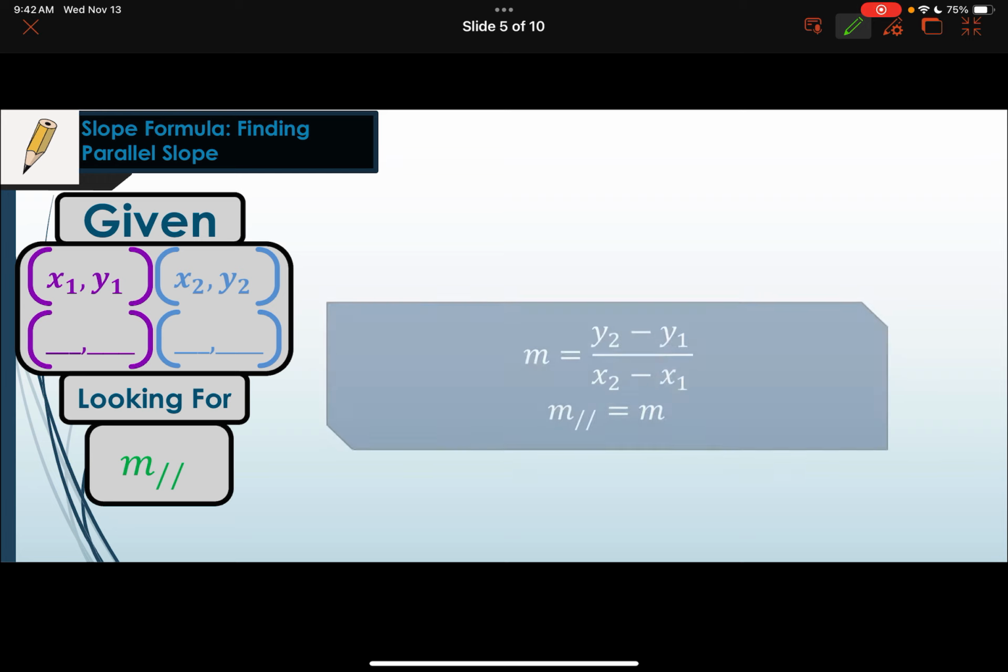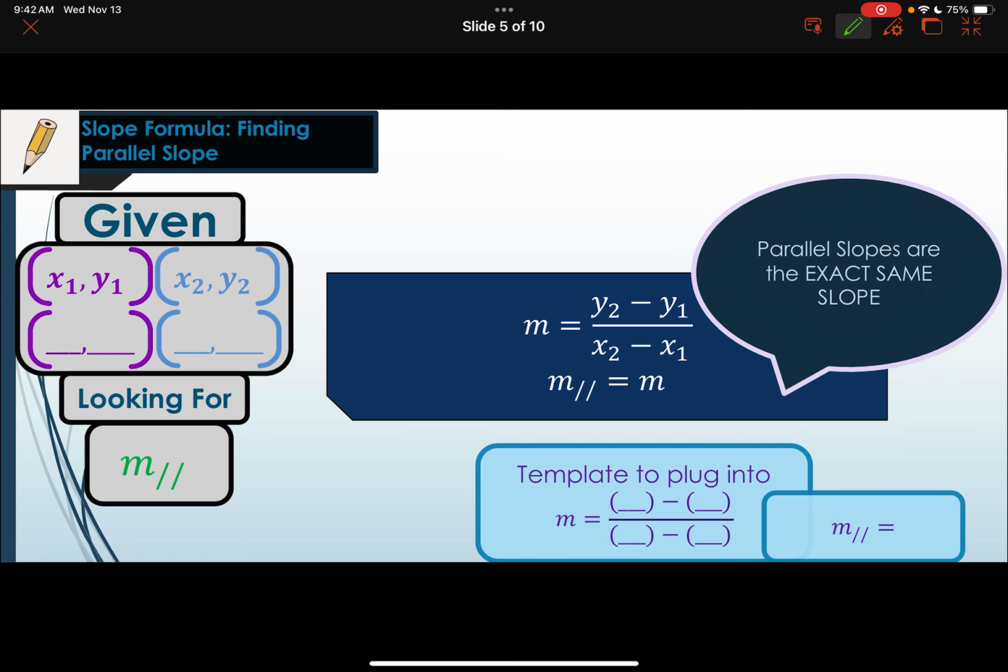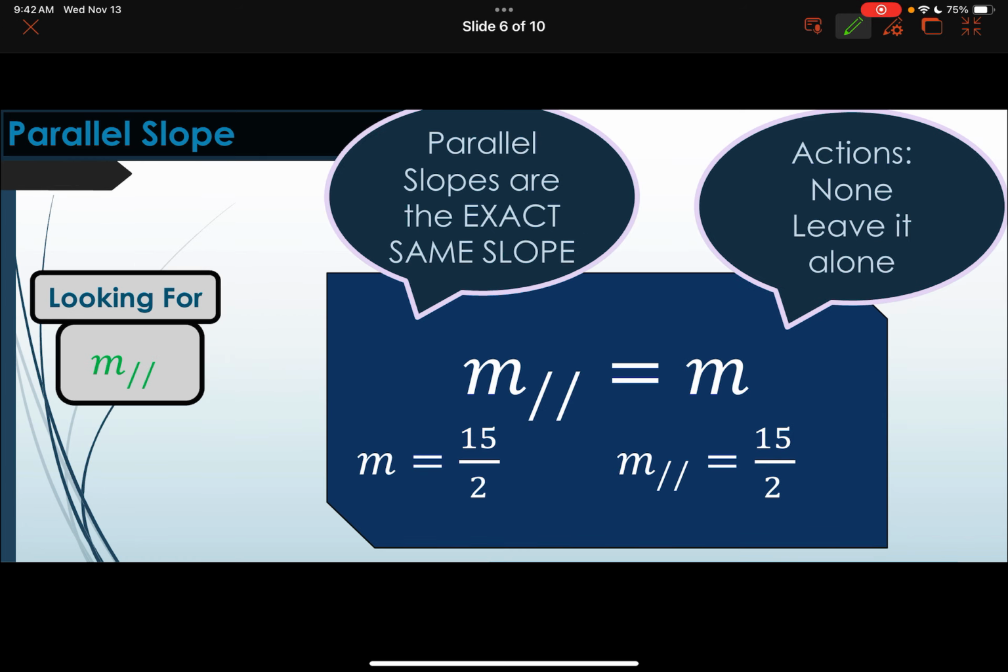Okay, and while we're at it, parallel slope, if you remember, they're the same, right? Parallel means they never touch. The only way they can never touch is if they change in the same way. So they have to have the same slope. So that means you do nothing. And once you find the original slope, you have the parallel slope. Right, so parallel slopes are the exact same slope. That means what do you do for it?